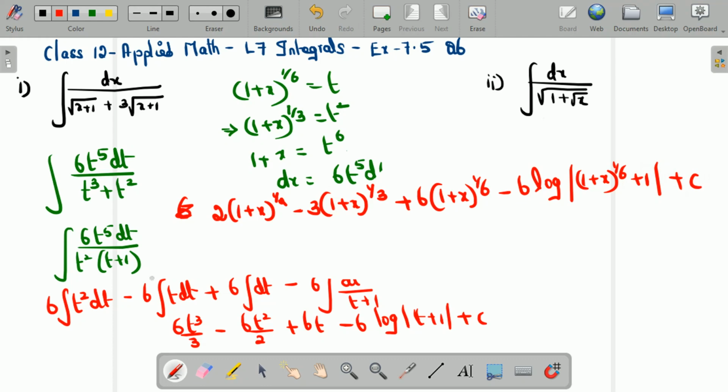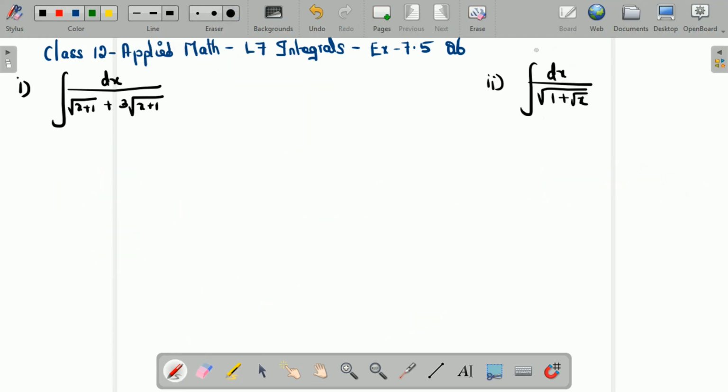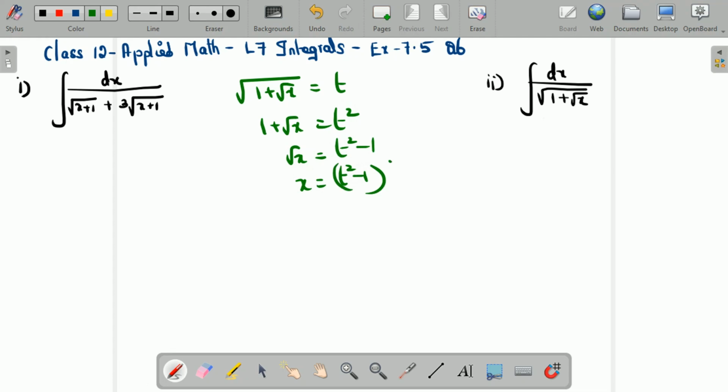Now let's take up the second subdivision in this question. In this question, it is integral of dx divided by root of 1 plus root x. So the substitution we are going to make is going to be root of 1 plus root x is going to be made into t. So this means first I'm going to take the square on both sides. So 1 plus root x is equal to t squared, or just root x is equal to t squared minus 1, or x is going to be t squared minus 1 the whole squared. So dx is going to be equal to 4 into t squared minus 1 dt.